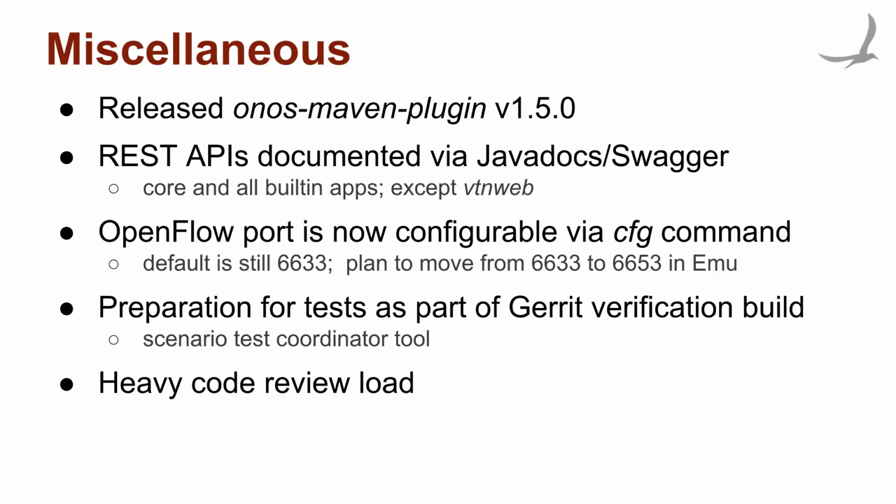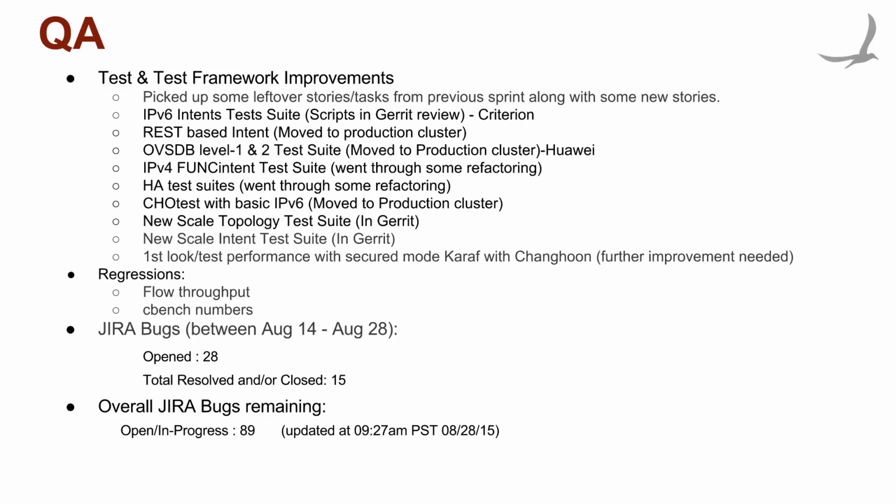Just on a miscellaneous front, we've released the ONOS Maven plugin, which includes the ability to generate REST API documentation for the Swagger UI. The documentation is generated based on information in the Javadocs and the JAX-RS annotations. Also associated with that, all of the applications except one have been documented appropriately to support nice REST API docs.